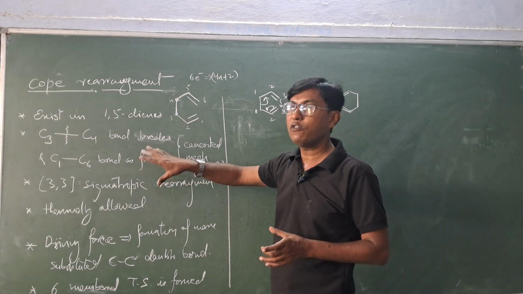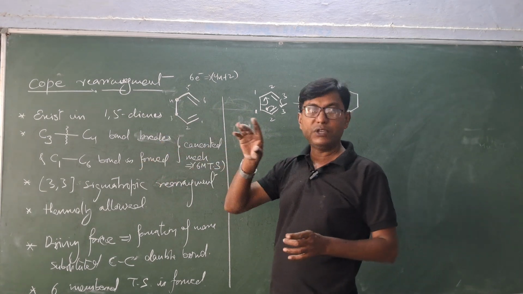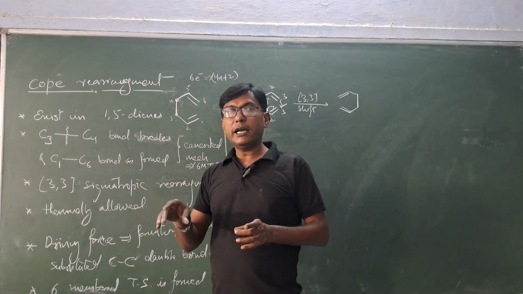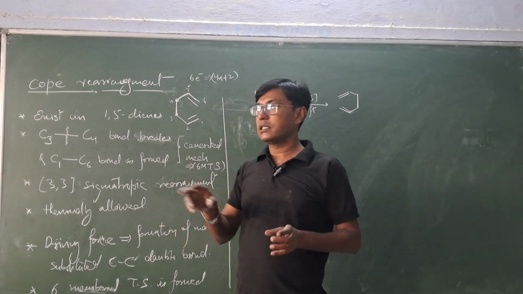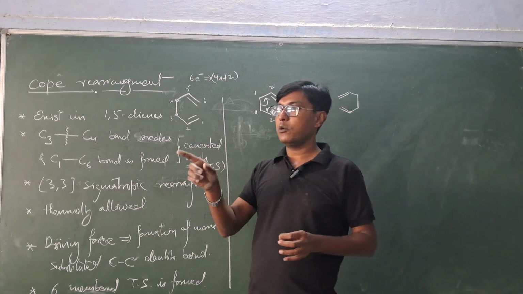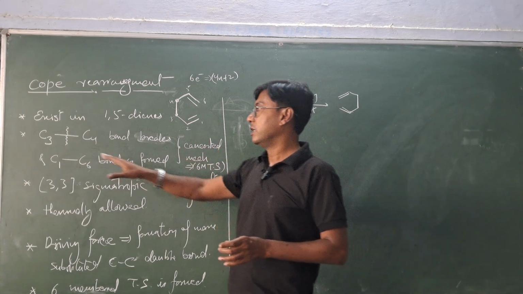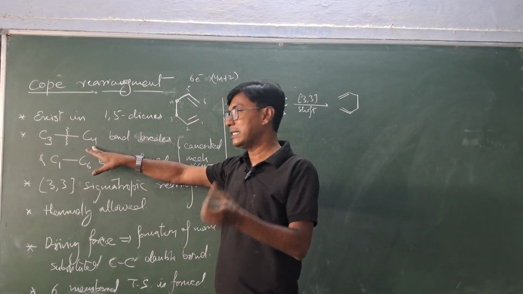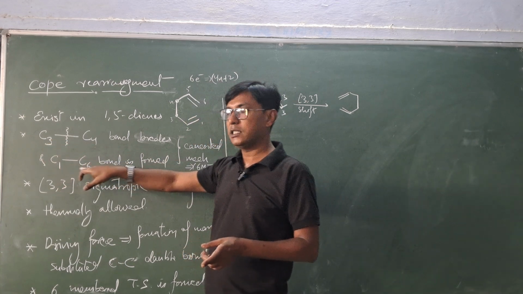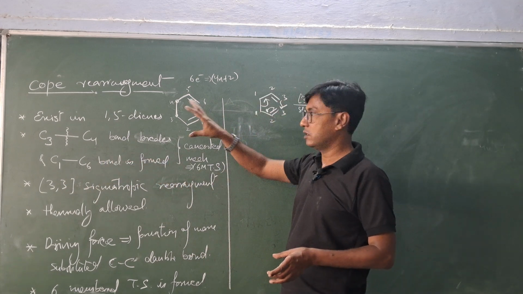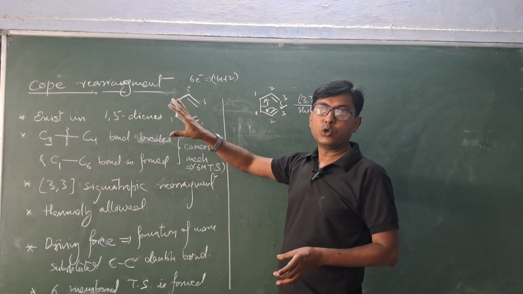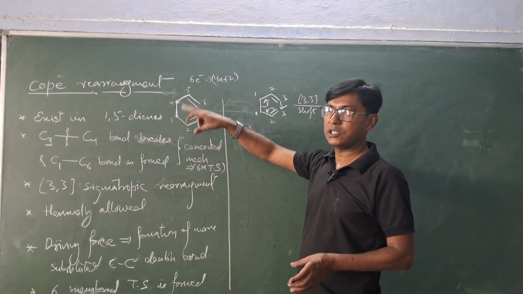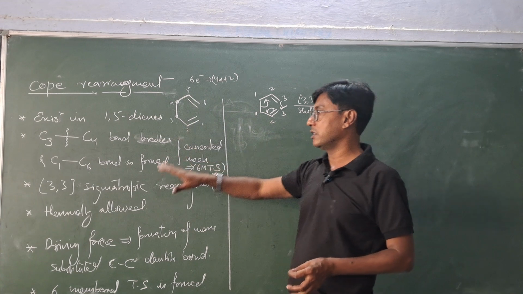Since this is an example of a pericyclic reaction, we already know that pericyclic reactions occur via a concerted mechanism. Concerted mechanism means bond breaking and bond formation will take place simultaneously. So, we can easily say the C3 and C4 bond will break at the same time, and the C1 and C6 bond will be formed. So, this Cope rearrangement will occur through this concerted mechanism, via a 6-member transition state.